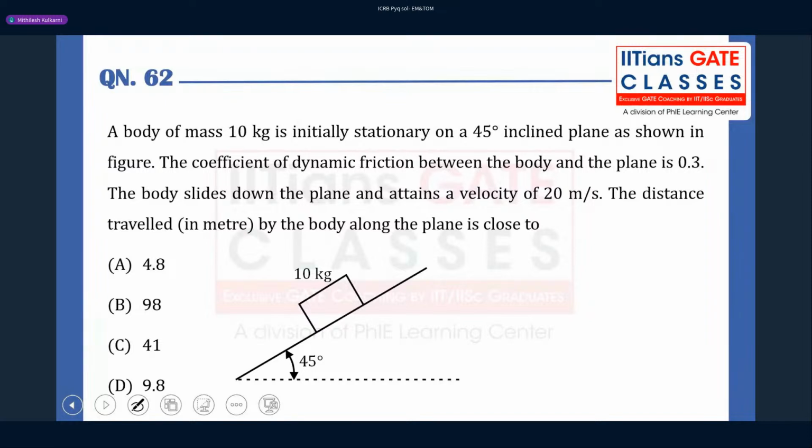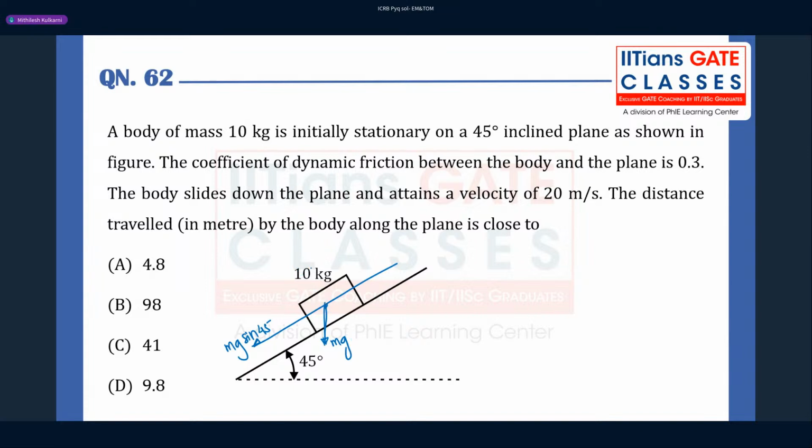So if you look into this body, the body is moving in the downward direction because the component of the weight is acting in the downward direction, which is 10 kg. So the component of weight in the downward direction is mg sine of theta. This theta is 45 degrees, so sine 45, I would say.